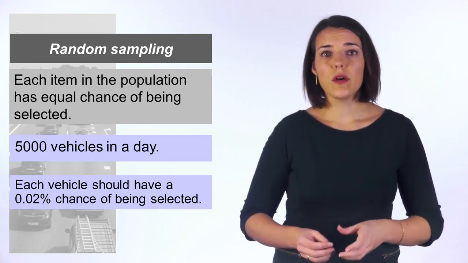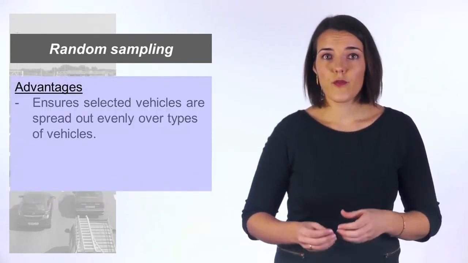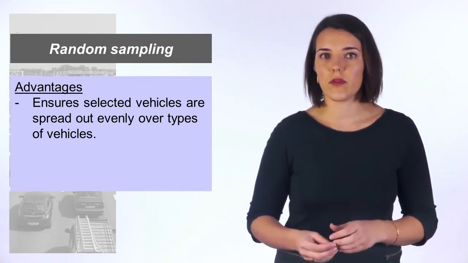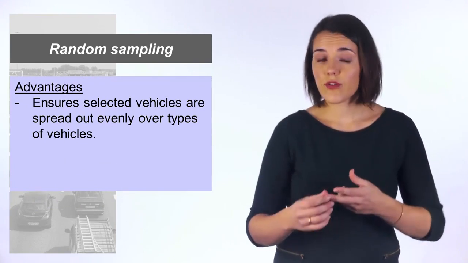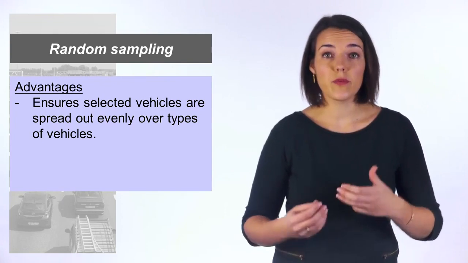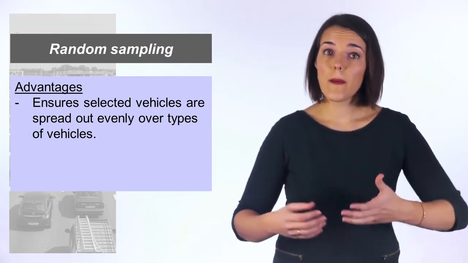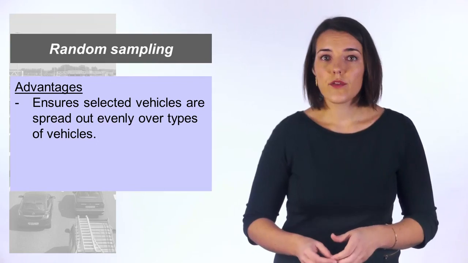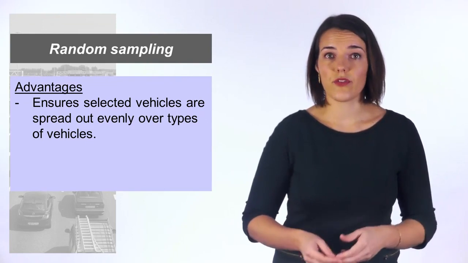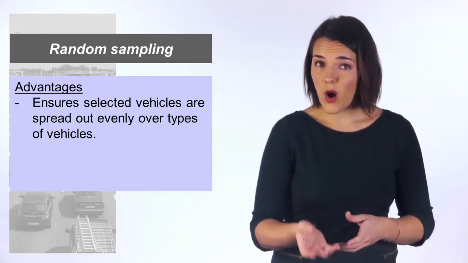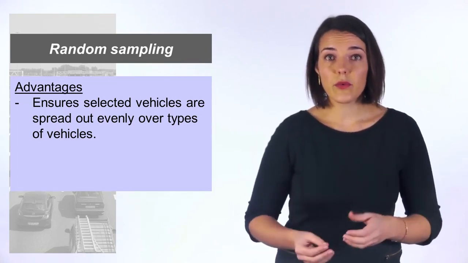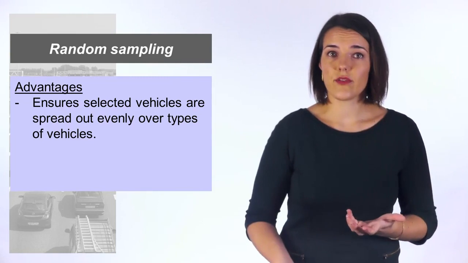A random sample has some advantages. First, it ensures that the selected vehicles are spread evenly over the types of vehicles. You will get cars, trucks, and motorcycles. Cars will have a higher likelihood of being randomly selected because there are more cars on the road. Trucks will have a lower likelihood of being randomly selected because there are less trucks on the road. And this is exactly what you want. Just like in the population of all vehicles on the road, the sample will contain more cars than trucks.